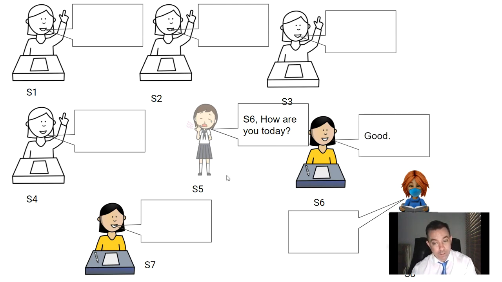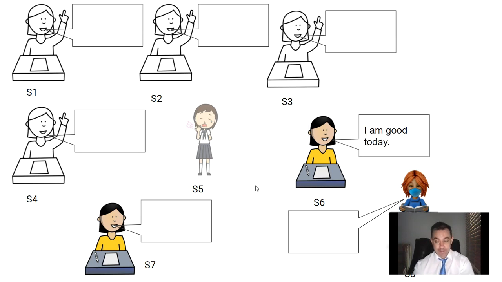Good. Let's get a complete sentence, S6. How about a complete sentence? Can you put that in a complete sentence for us? I'm good today. All right, thank you, S6. Thank you, S5. All right. Why? Maybe you can give me a reason, S6. Why are you good today?